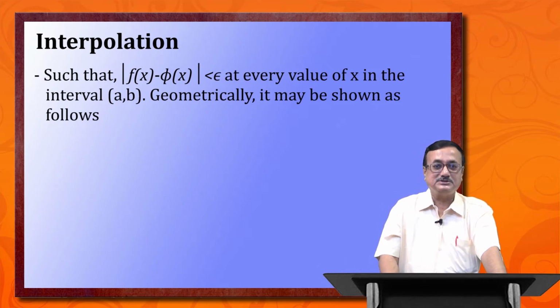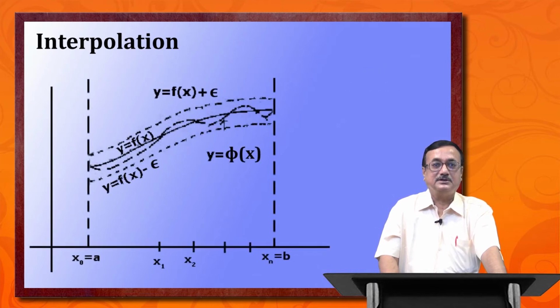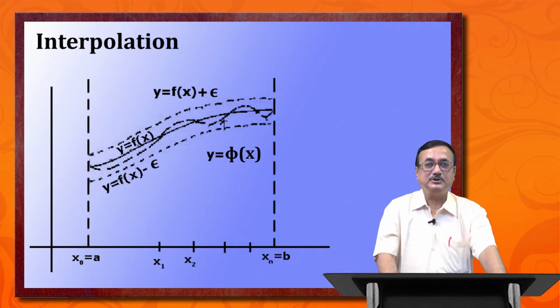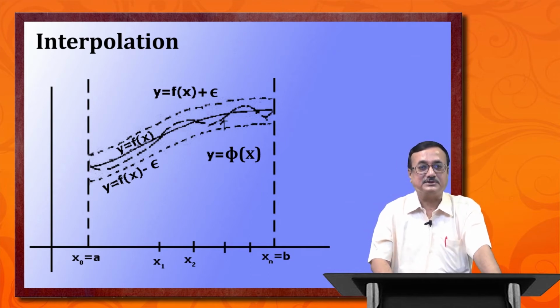It can be represented geometrically as follows. See the curves. Here this is the curve for y = f(x). We draw two curves: the lower one is y = f(x) - epsilon, the upper one is f(x) + epsilon, and see the curve in the broken line, it is y = phi(x). This is the polynomial curve representing the original function y = f(x).